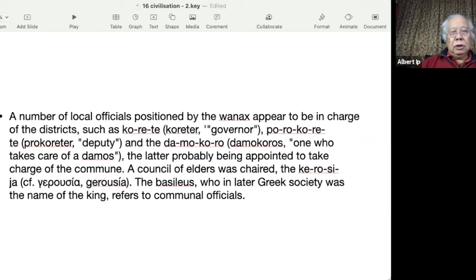A number of local officials appointed by the king appear to be in charge of the districts. A council of elders was also present, and their society referred to the king. There are a lot of names here, which I think would be interesting for the archaeologists. But for me, I just think that there's a bureaucracy established to rule, but I don't know whether the bureaucracy is based on bloodline or on ability. That is something I would be interested to know.